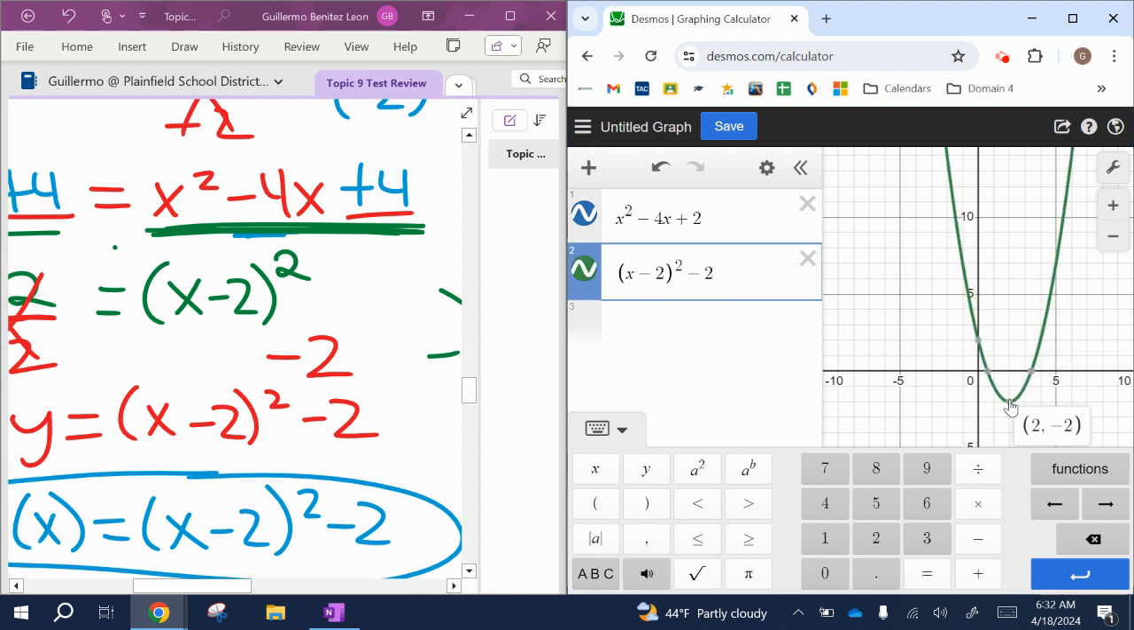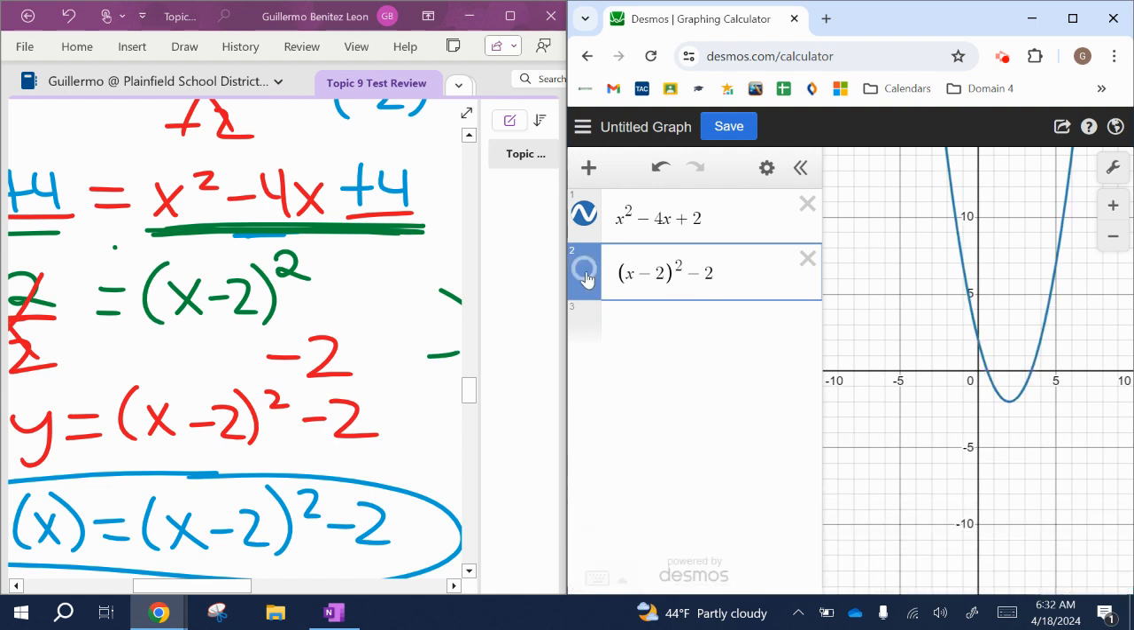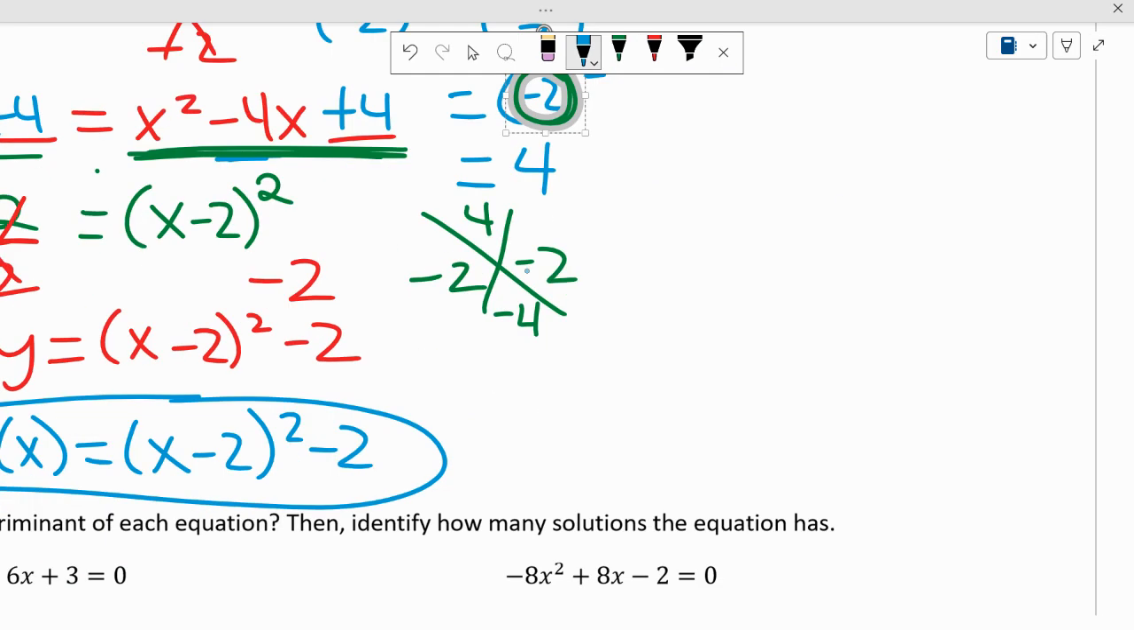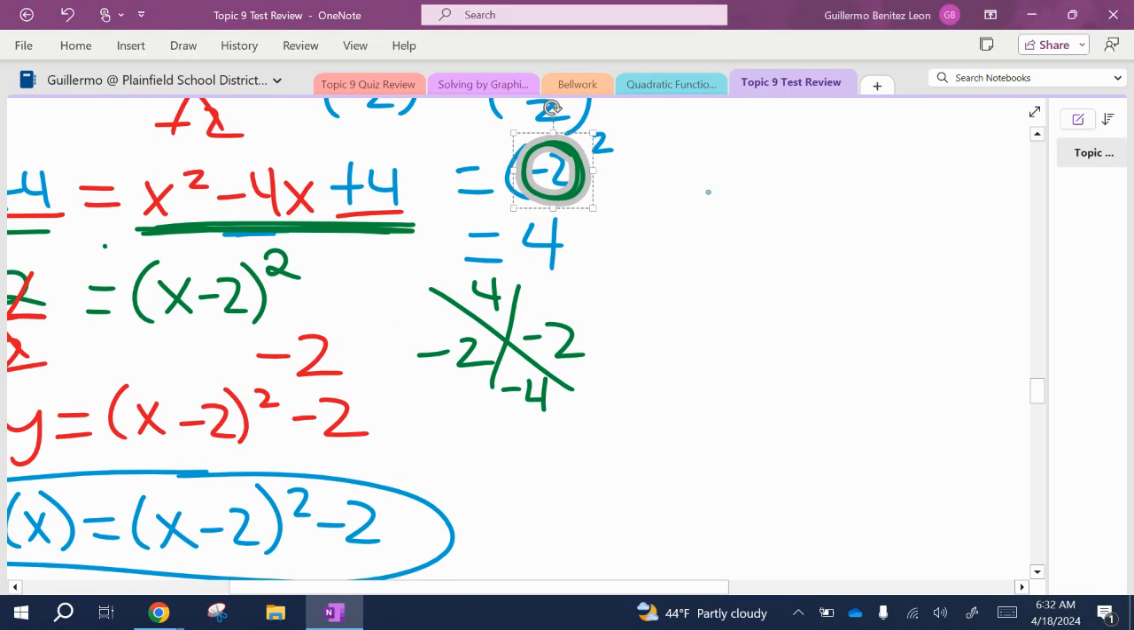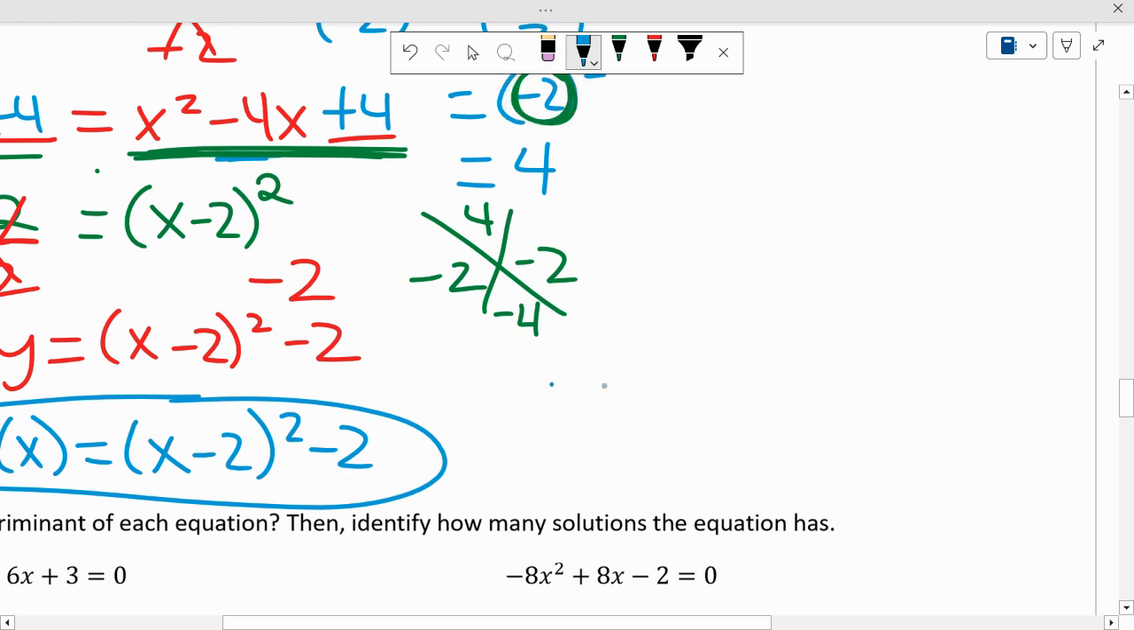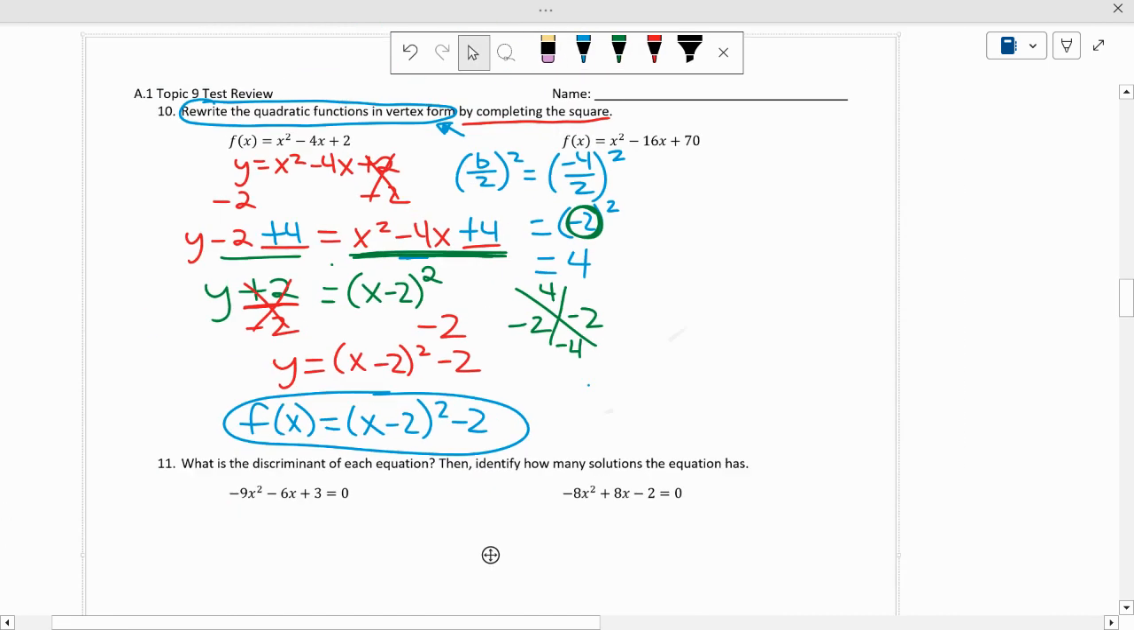So you see how the green one, like if I turn it off, that's the blue one, and that's the green one. You see how they're the same? That means you did it correctly. That means that these two equations are the same. Just this one's in vertex form, this one's in standard form. Super helpful to check these type of problems. Okay, moving on.